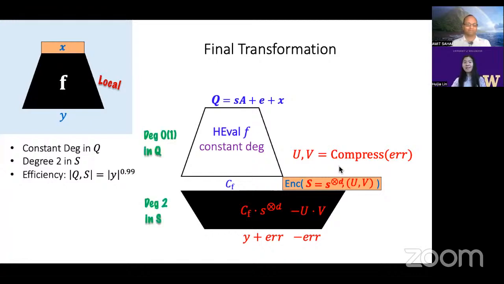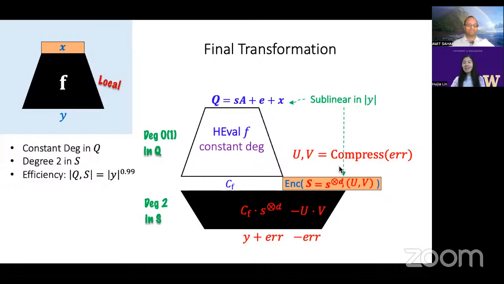Let's verify that all conditions are satisfied. The computation over the public input indeed has only constant degree, in fact the same degree as the function f. The secret computation has degree 2, and thanks to the compression, both the public and secret input now have length much shorter than the output Y.